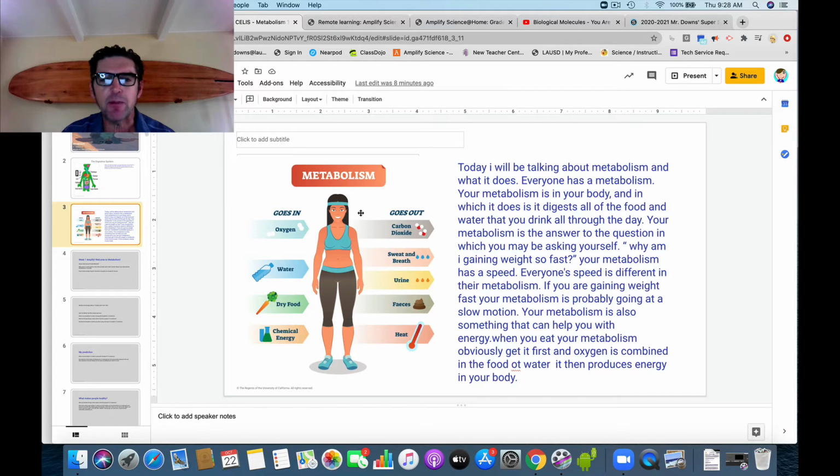She has her metabolism slide. Fantastic. Let's look at this. We can learn from this. We're going to need this information. Oxygen goes into our body. Water goes into our body. Food goes into our body. Chemical energy is used, and that's the cellular stuff we're really going to focus on today.